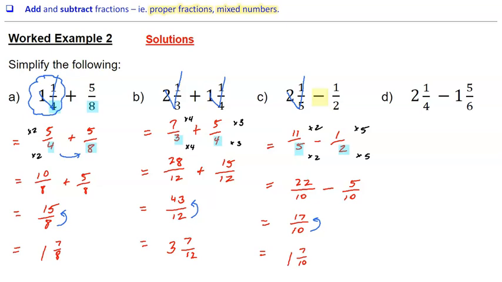Part D, takeaway, and this time 2 mixed fractions. I've got 9 on 4, take 11 on 6. When adding and taking, same parts need making. Use lowest common multiple of 12. And I've got 27 parts on 12, take 22 parts on 12. I'm left with 5 parts on 12.